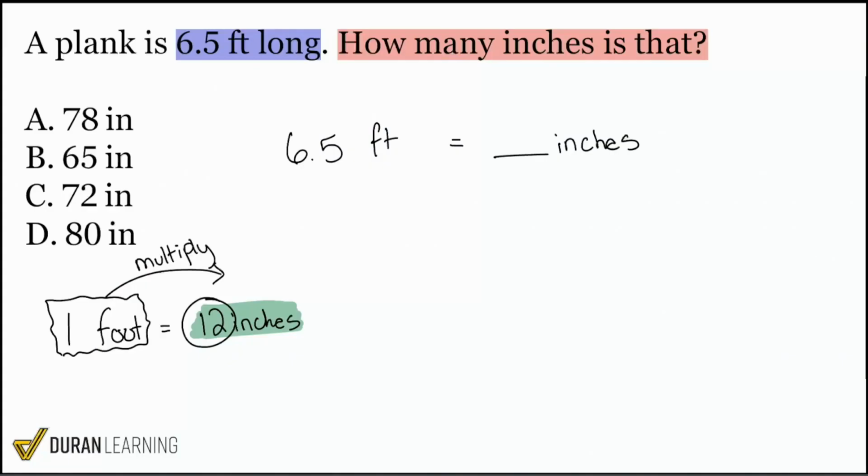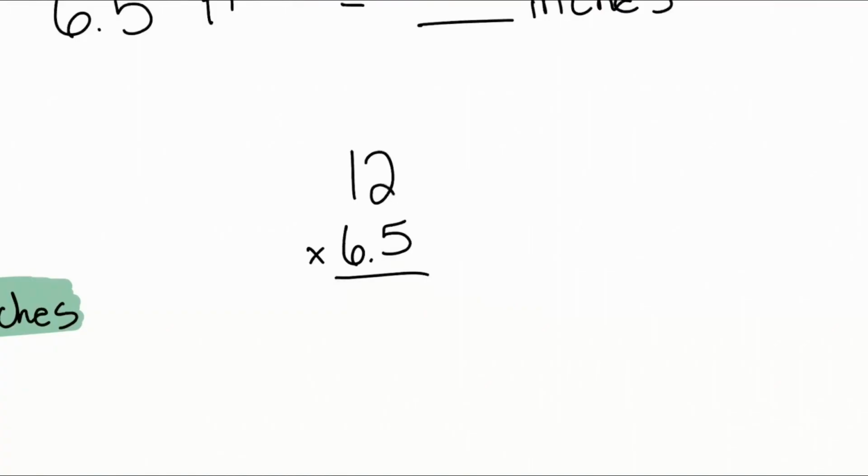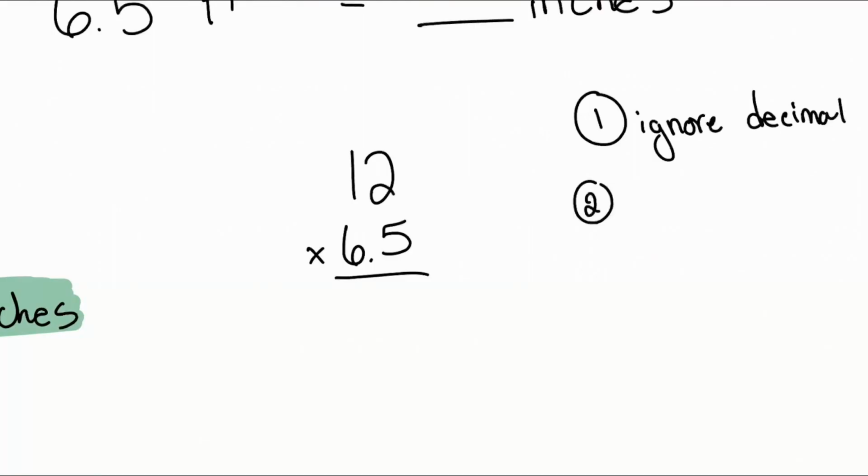Let's go ahead and get it done. We have 12 multiplied by 6.5. And at this point, I know for sure some folks are going to be a little nervous about that decimal. But remember, when you multiply by decimals, just go ahead and ignore the decimal. We're going to bring it back at the end.